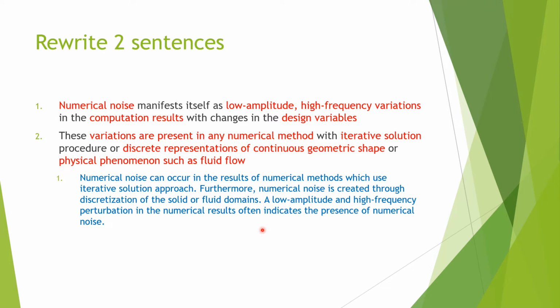It's often better, if you have a large sentence, to split it into two sentences, which we try to do here. So what I write is that numerical noise can occur in the results of numerical methods which use iterative approaches. Here you see I mix up some of the aspects of these two sentences. Then I use one more transition word like furthermore. Then I say numerical noise is created through discretization of the solid and fluid domains. This is essentially what I'm mentioning here in terms of fluid flow, geometric shape and all. I've given it a more concrete or different representation here.